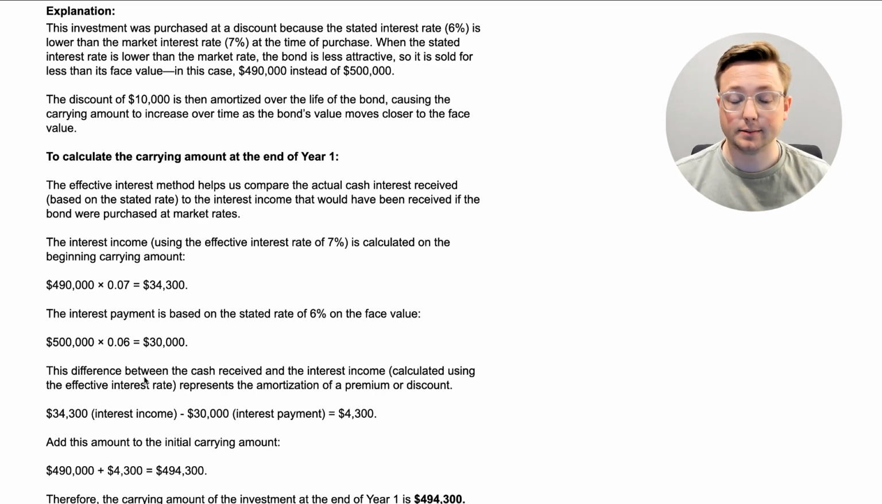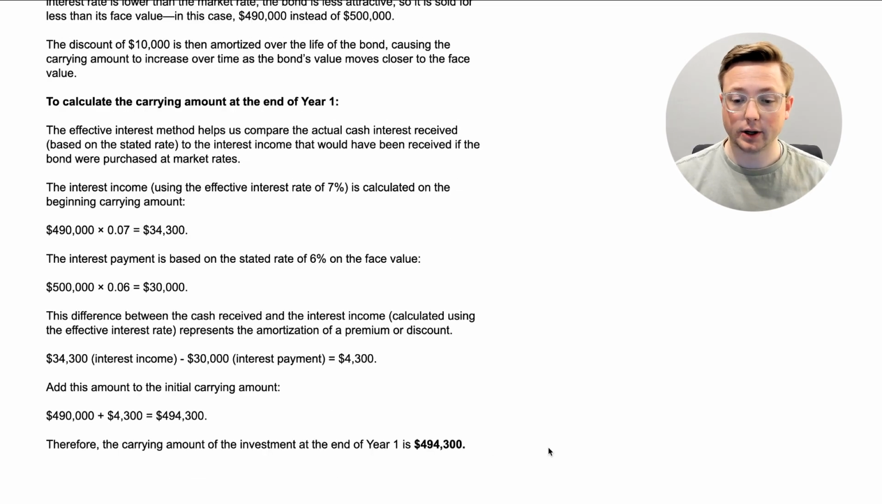So the difference between the cash received, which is this interest payment right here, and the interest income, which we calculated up here using the effective interest rate, represents the amortization of the premium or the discount. So this $34,300 of interest income less the $30,000 of interest payment is $4,300. This $4,300 is what is going to affect the carrying amount. So the new carrying amount at the end of year one is $494,300.